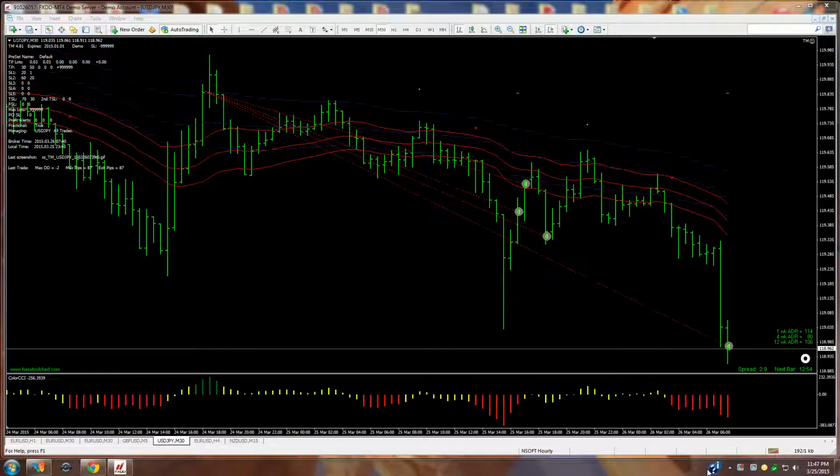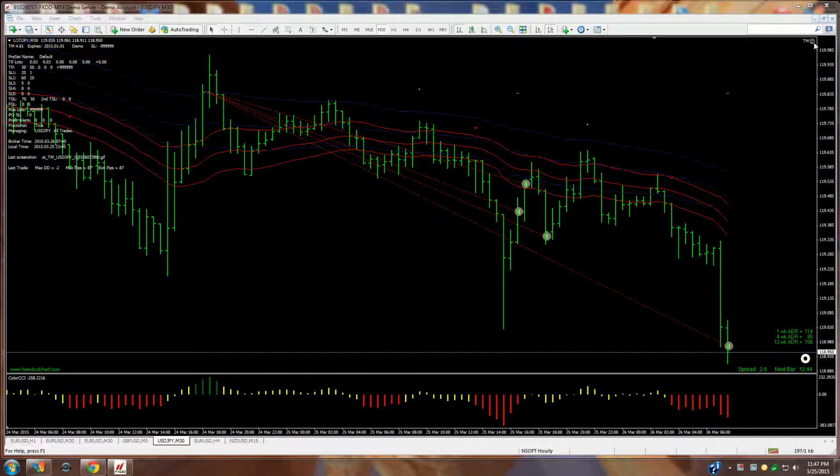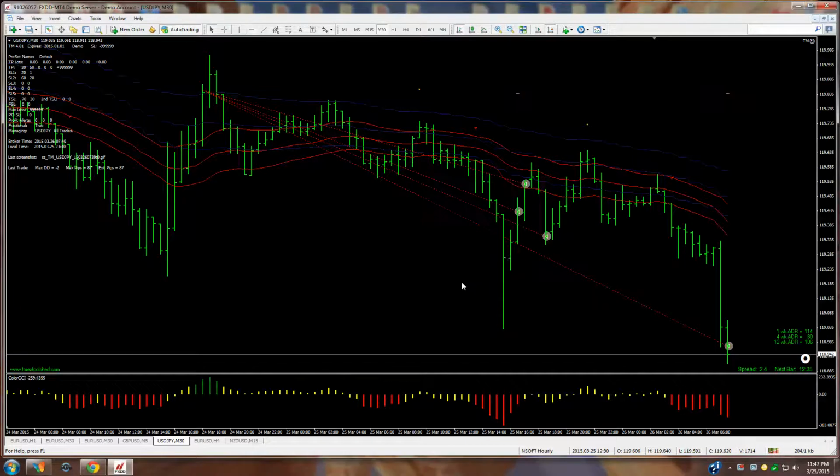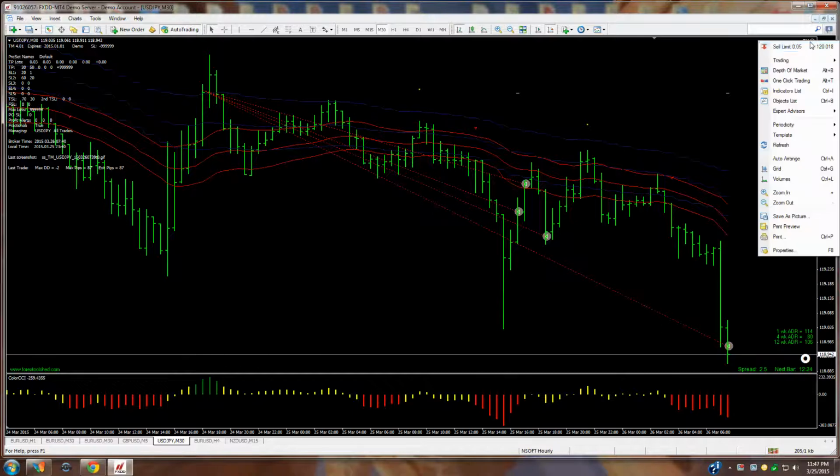Just wanted to give you a quick update on the Forex Trade Manager. We have on a demo account the Trade Manager set up on the USD Japanese yen pair. And what we did was we manually placed a sell order at approximately the 119.85 level, and we immediately placed the Trade Manager on our chart.